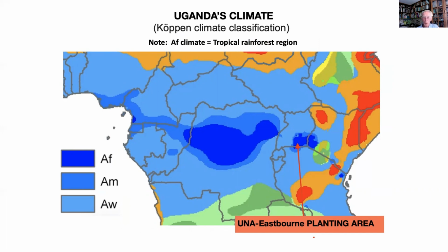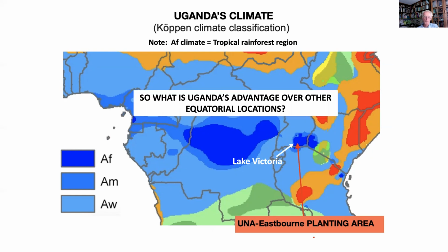And you can see where we plant our trees in southeastern Uganda. That is an equatorial rainforest region, and Lake Victoria is in that area as well, helping to supply lots more moisture in the atmosphere. So what is Uganda's advantage over other equatorial locations? Because Uganda is not only an ideal equatorial location, but it happens, for various scientific reasons, to have an advantage over other equatorial areas. So let's look at this.